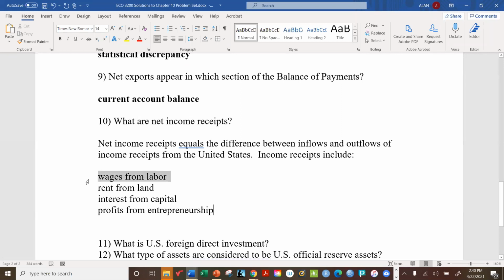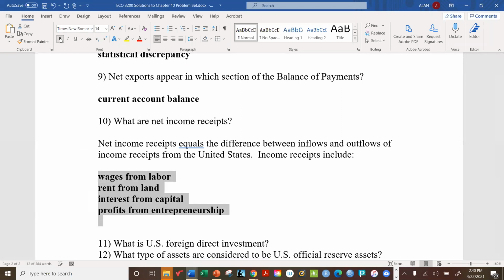Okay, so obviously these flows go both directions, out of the country and into the country. The net income receipt means the difference between the two. And this one can be negative, by the way. So if more money is coming in than going out, we have positive net income receipts. If more money goes out than in, we have negative net income receipts. But any way you look at it, it's really the difference between what is coming in and what's going out from these four basic sources.